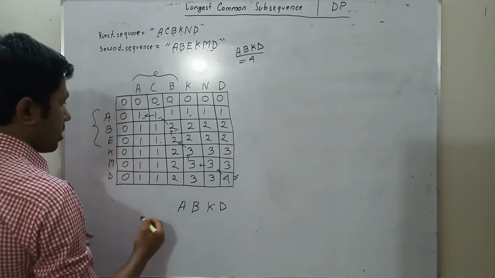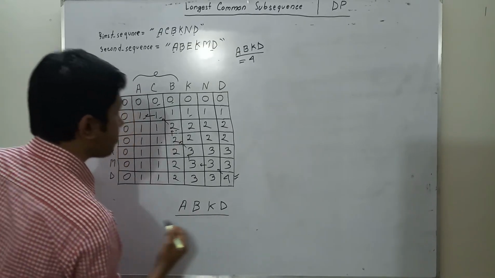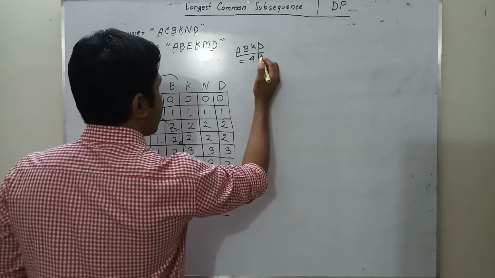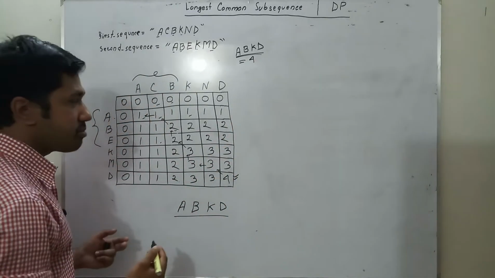So here is the longest common subsequence: A, B, K, and D. Now we will see the implementation of the problem.